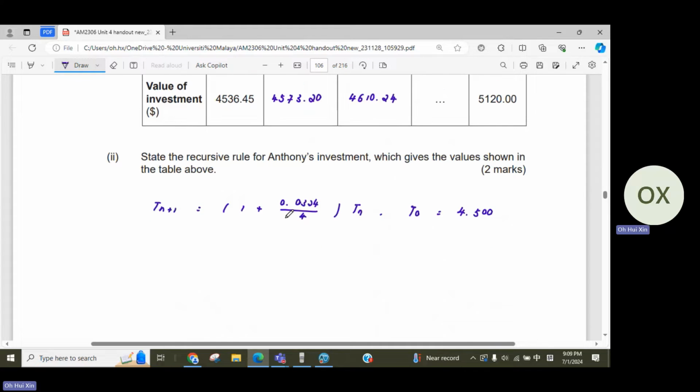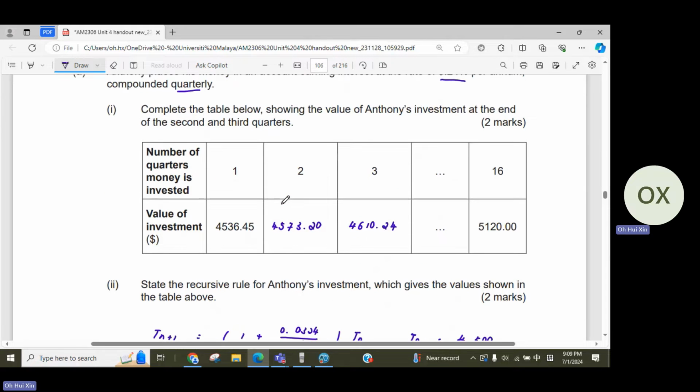Okay, so since this is a number that can be simplified, we are going to simplify the value equal to 1.0081 Tn, and then T0 is 4,500.